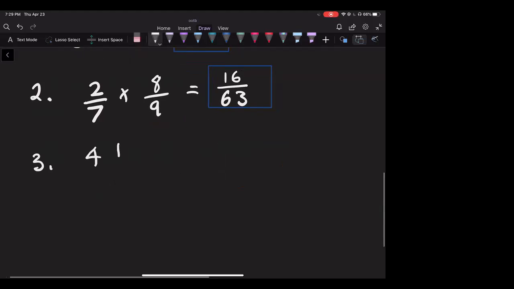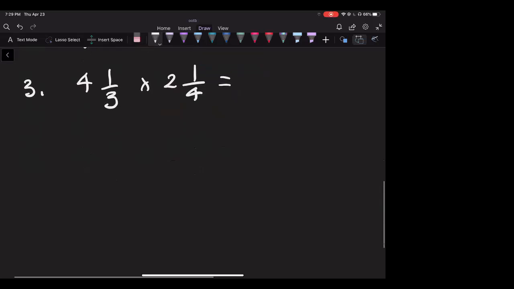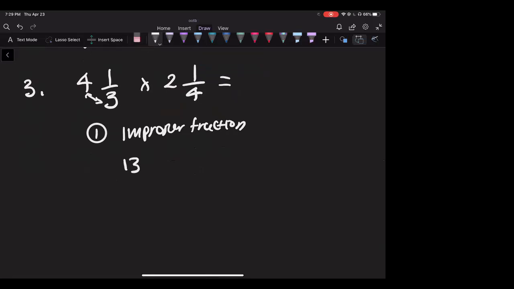Let's say we have this. What do we do first? First step. Simplify? No. Improper fraction. Remember? Oh yeah, we got to turn these into improper fractions. So 4 times 3 is 12, plus 1, so 13 over 3. Times 4 times 2 is 9, so 9 over 4. Good job.